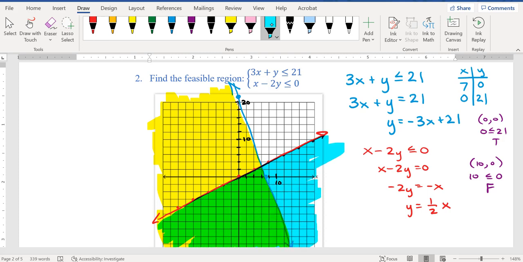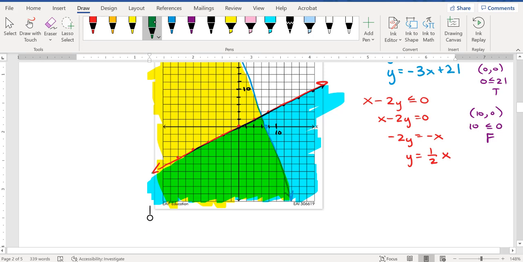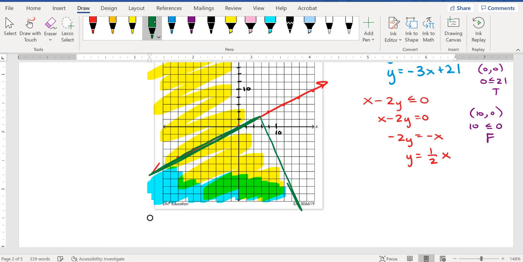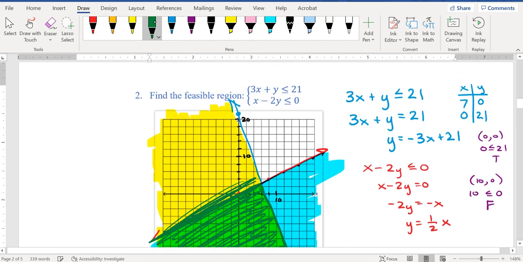So my answer is where it's green. My answer would be this boundary line, this boundary line, and all of this green shaded region. That's my answer. That's the feasible region for that system.